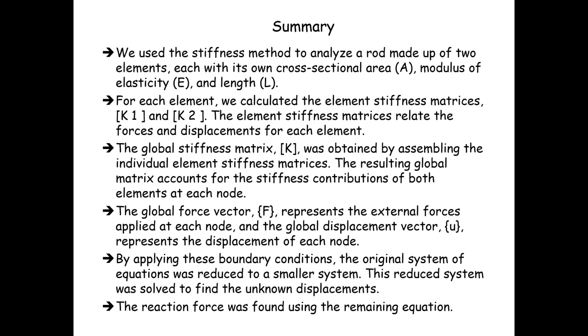In summary, the stiffness method provides a systematic approach to analyzing a simple rod system. We began by treating the rod as two individual elements. The first crucial step was to calculate the element stiffness matrices, which define the force-displacement relationship for each element. The next step was to assemble these individual matrices into a single global stiffness matrix. This global matrix accounts for the stiffness contributions of both elements at each node.